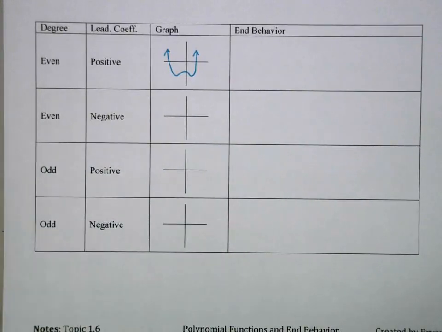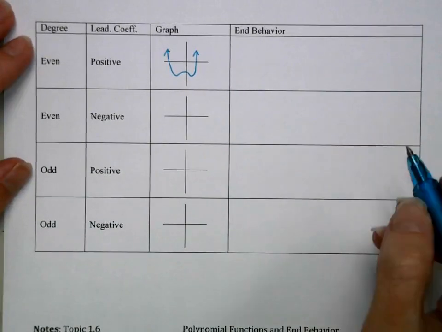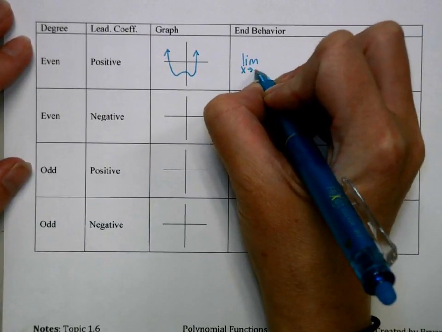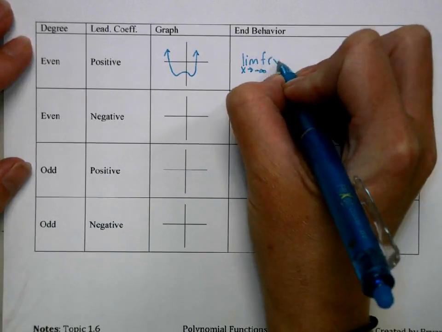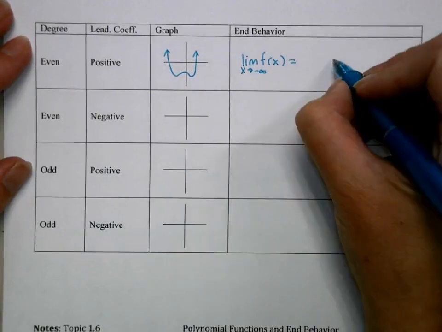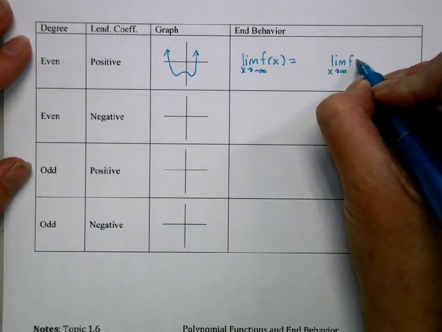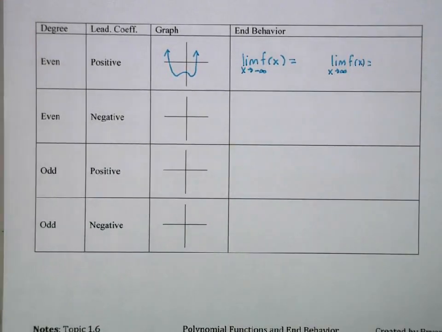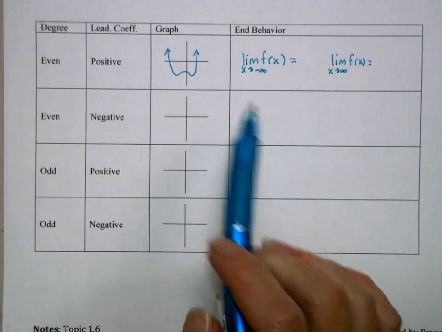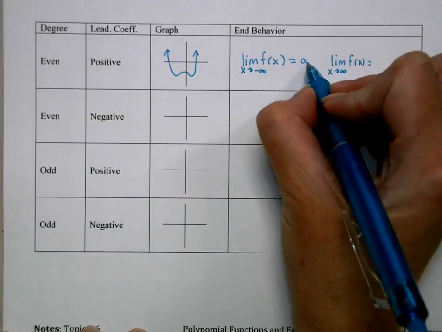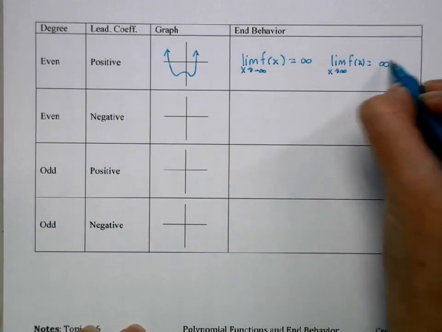So we're going to fill in our limit values. So the limit statement is always the limit as x goes to negative infinity equals, and the limit as x goes to positive infinity. The thing that will change is what we're putting after those equal signs. In this case, as I'm going to both positive and negative infinity, our function is going to positive infinity.